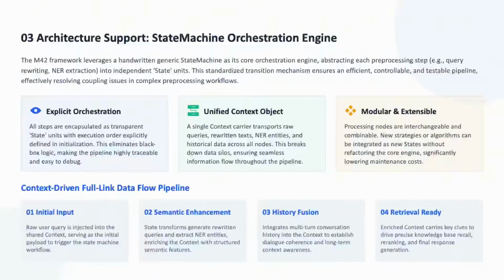Second, unified context carrier object. A single shared context data stream transports raw queries, rewritten query texts, extracted NER entities, and full multi-turn conversation history across all state nodes. It completely eliminates data silos and ensures seamless information circulation throughout the full link. Third, modular and highly extensible. All processing nodes are interchangeable and combinable.